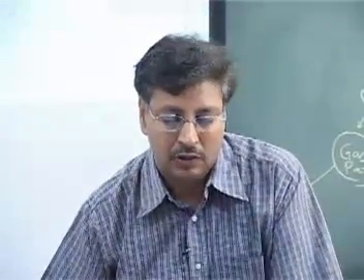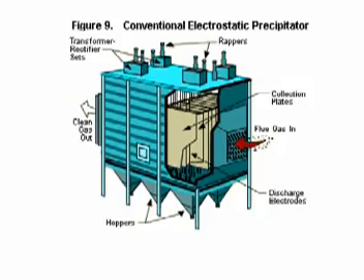Here you see the flue gas coming in from here, and you see the plates. This is one field and there is one hopper. What you see here are the rappers that hit the plate to make the dust fall, and then you have the transformers and rectifiers to supply the order of 40 kV voltage to your electrodes. So this is how it looks.